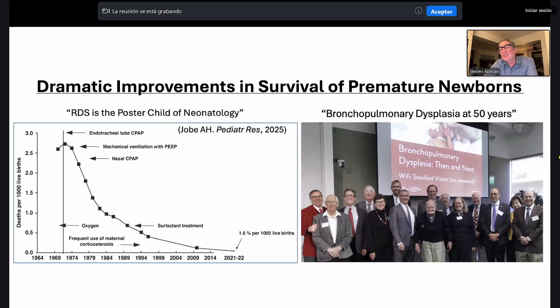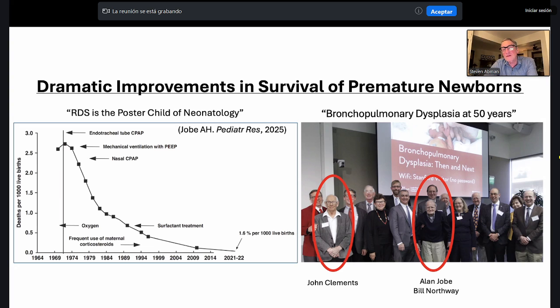But what really hasn't changed, as you know, is this whole problem of bronchopulmonary dysplasia. And just several years ago was the 50th anniversary of when Bill Northway, who's shown here in the middle, first described the clinical, radiologic, and pathologic features of chronic lung disease in babies who died at a later stage.